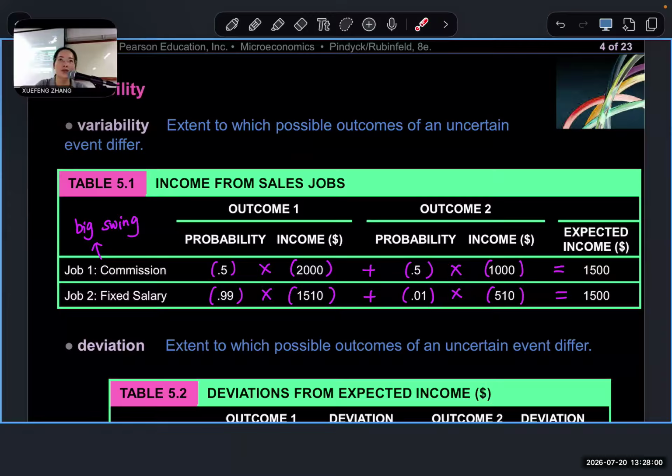Which one do you prefer? Which job? Which one is risky? Can you tell me? First one, yeah, first one. Which one you pick? If you are offered those two jobs, which one you pick? First one, then you are risk seeking. How about you? Same one.